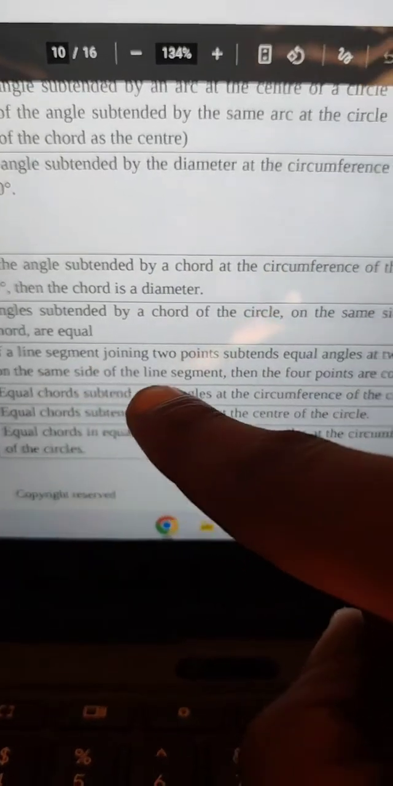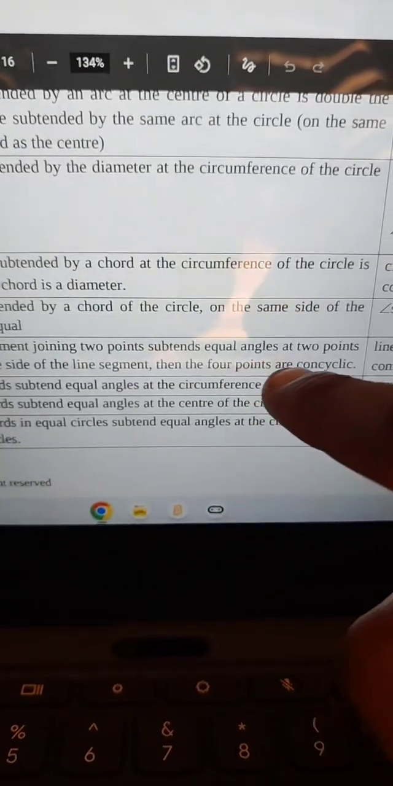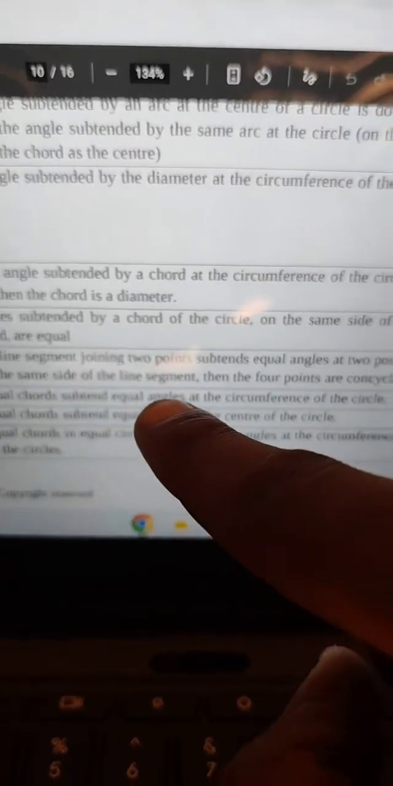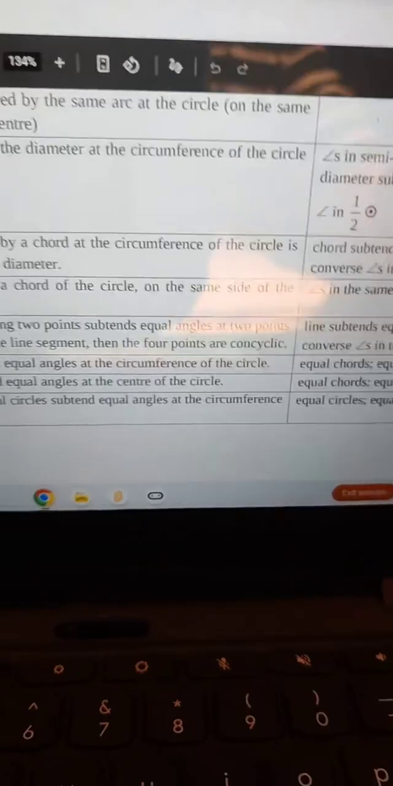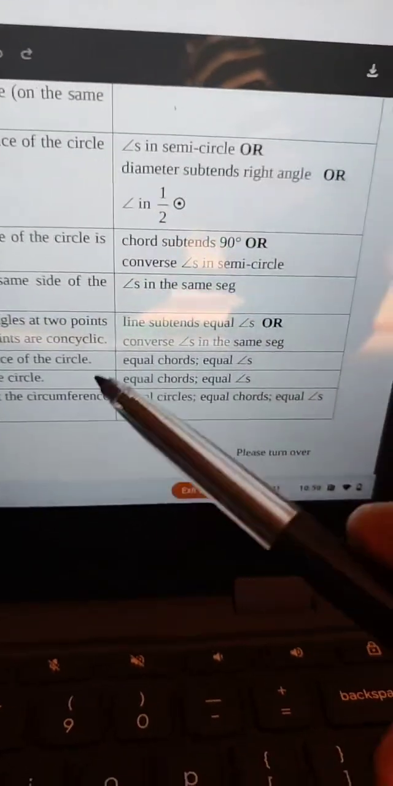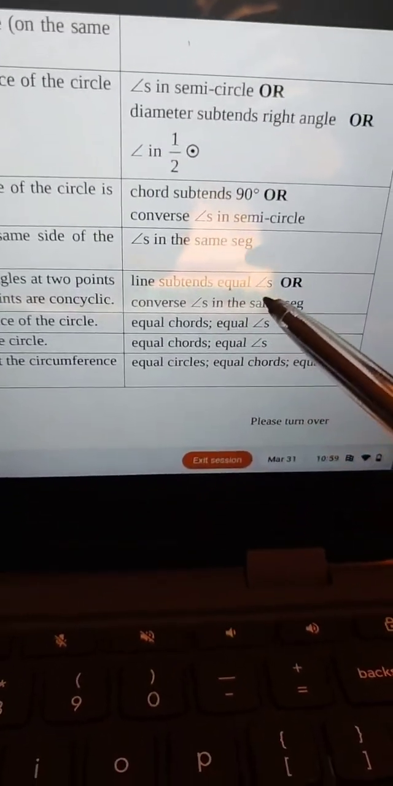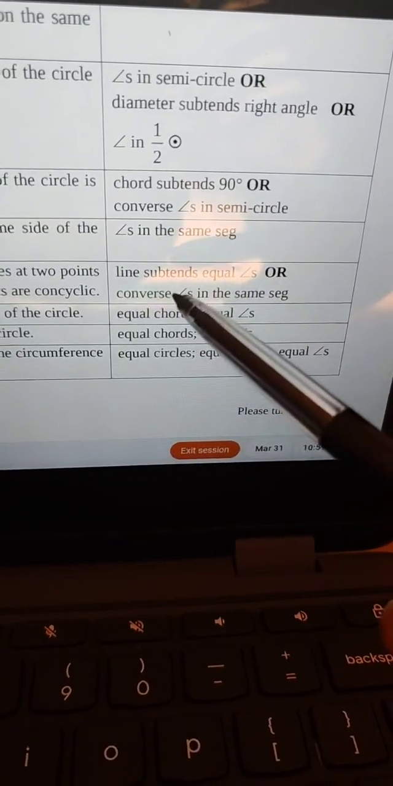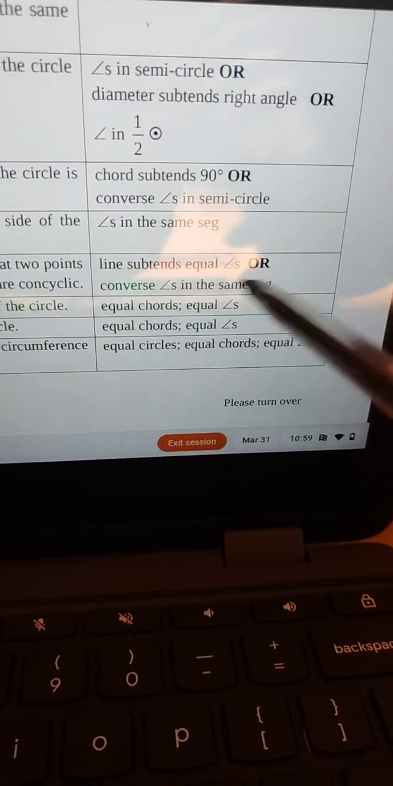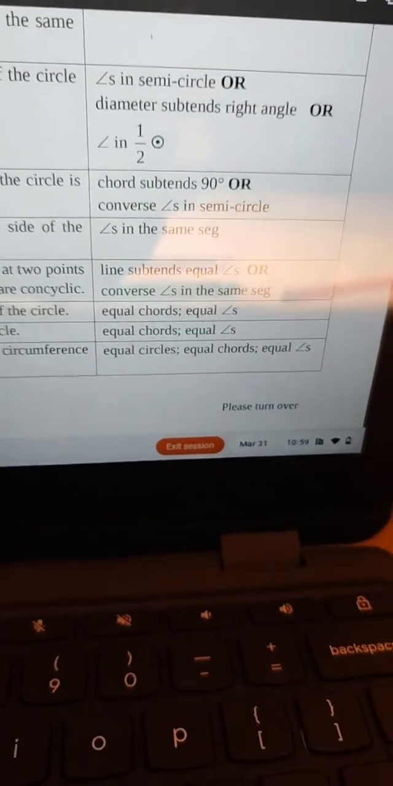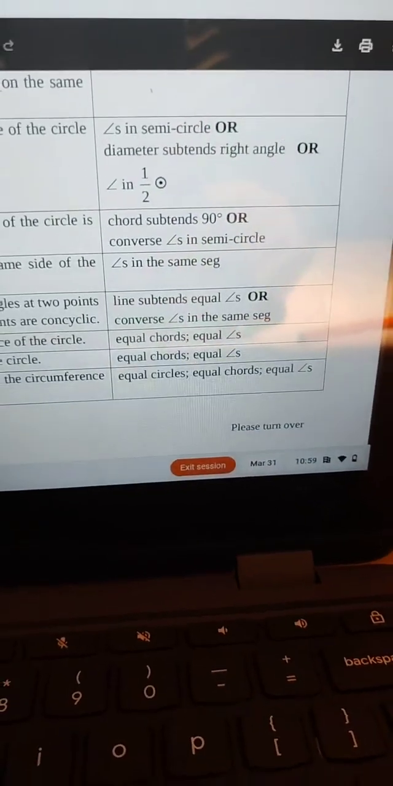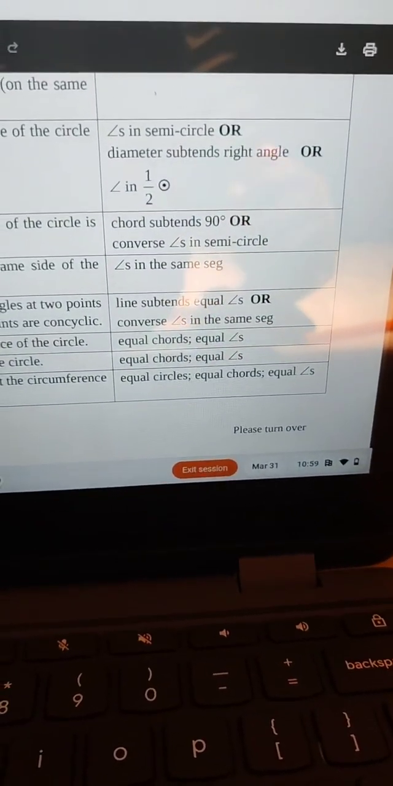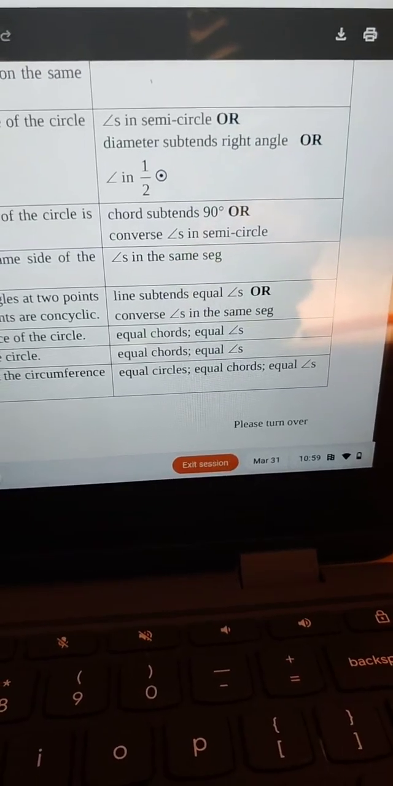Okay. If a line segment joining 2 points subtends equal angles at 2 points on the same side of the line segment, then the four points are concyclic. This is what it's speaking to. You can either say line subtends equal angles, or you can say converse angles in the same seg. So it seems like the converse thing can work beautifully.